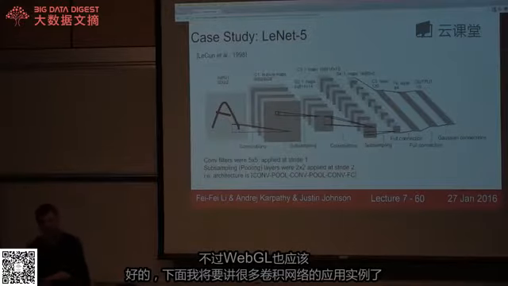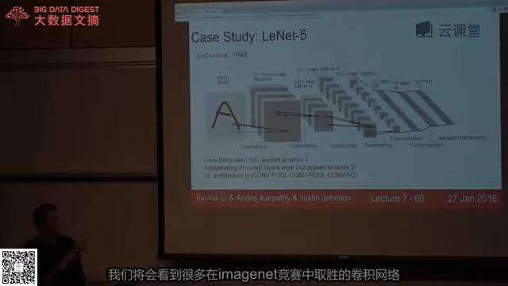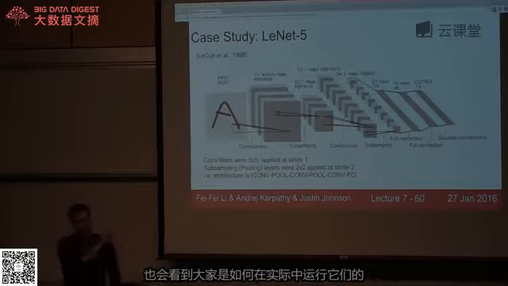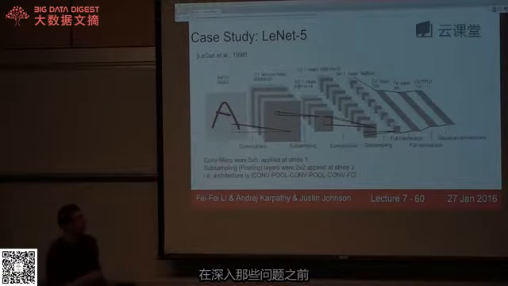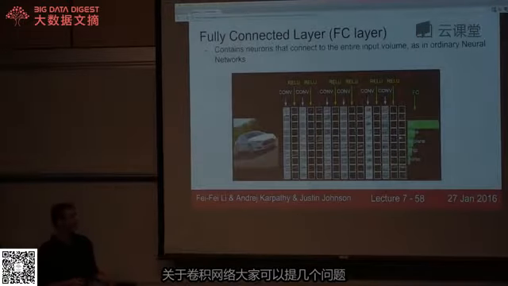Okay, so at this point, I'm going to go into lots of case studies for convolutional networks, and we'll see all the winning convolutional networks for all of the ImageNet competitions, and we'll see how people actually wire up these convolutional networks in practice. Before I dive into that, I can take a few more questions regarding ConvNets.